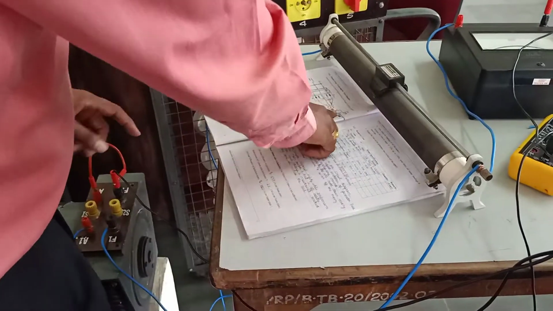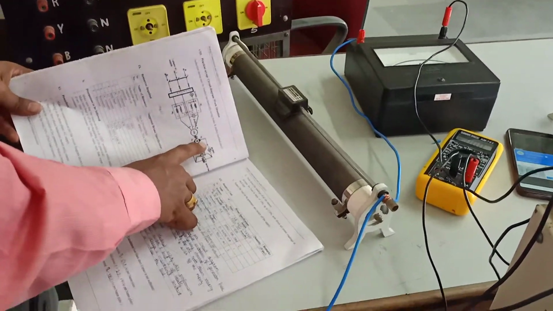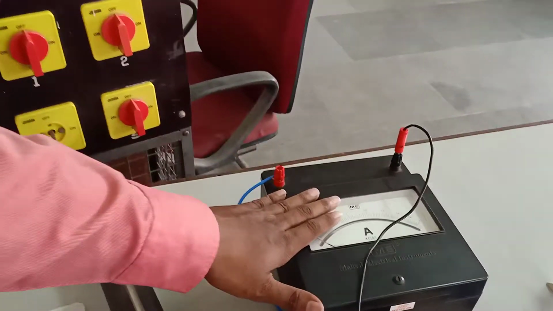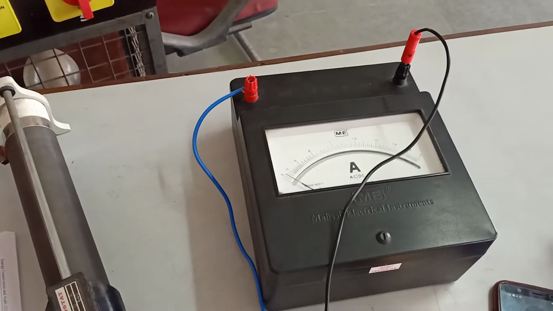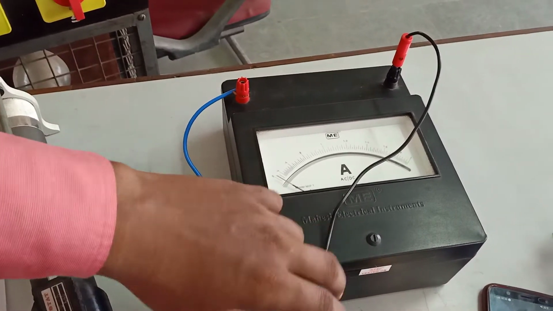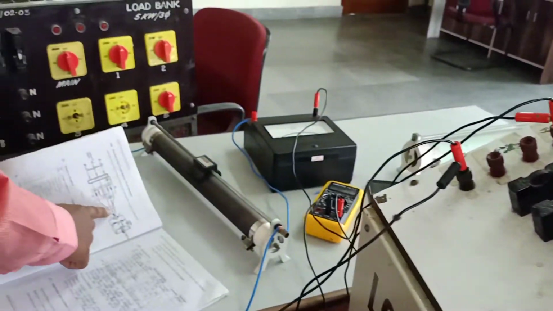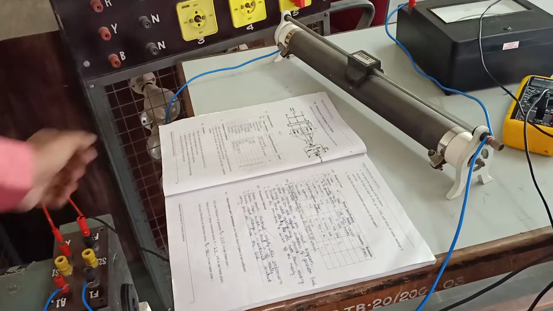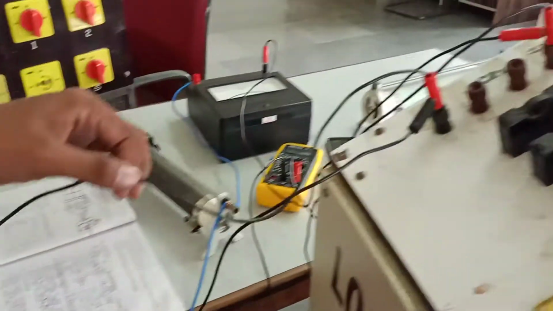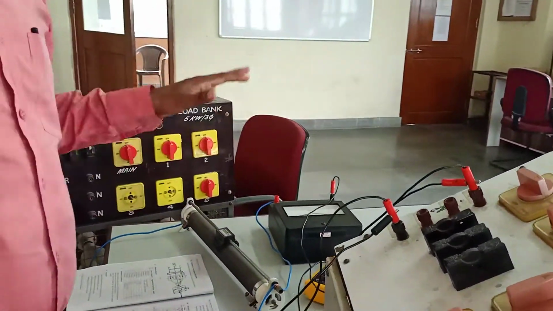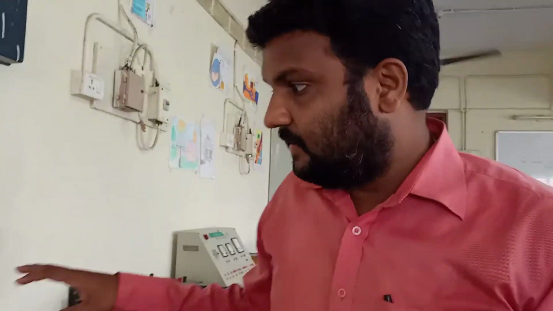Next, the first part of the rheostat is connected to the ammeter. This is the DC ammeter. The second, negative part of the ammeter is connected to the load here. Then A2 and F2 are short circuited, and F2 is connected to the load here. This is the total circuit diagram, the total circuit connection of practical number 2.